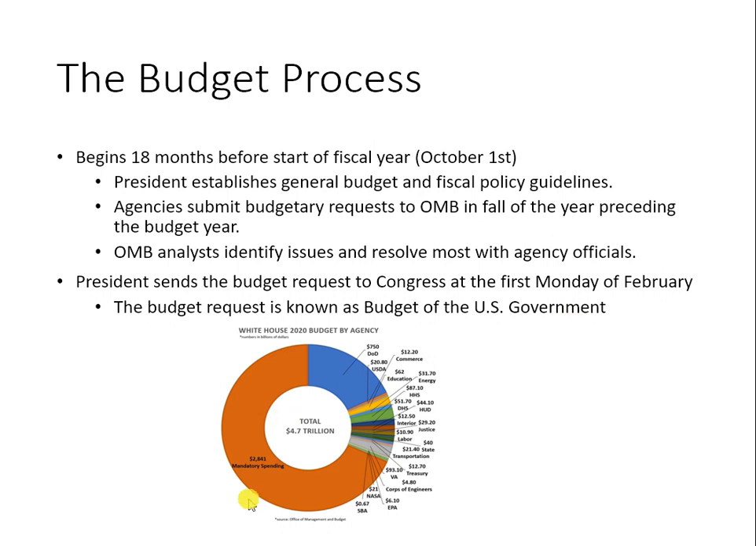This illustrates the White House 2020 budget by agencies. See, about 60% will be mandatory spending, and then the rest will be shared by various departments, among which the DoD, Department of Defense, is going to share over 50% of the discretionary spending. A lot of money.